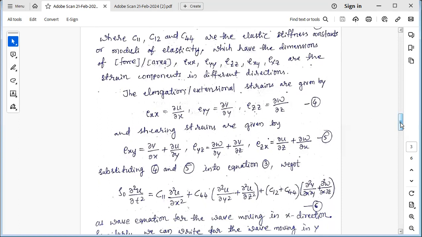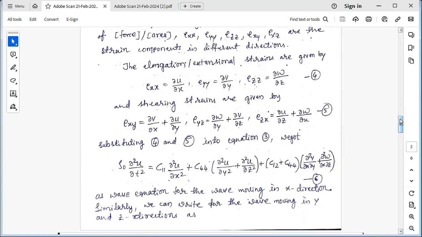Next, the elongation or extensional strains are given by, that means the strains produced in different directions. We are writing in this way: Exx is equal to ∂u/∂x. So we use the displacement along the x-axis. It is some type of strain, elongational strain. Elongational strain means the change in length relative to the original length. So that is called the strain. It is in the x direction, y direction, z direction.